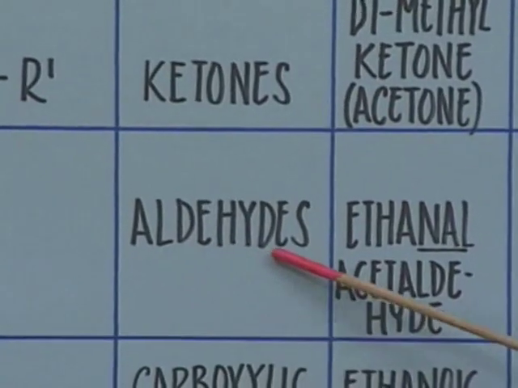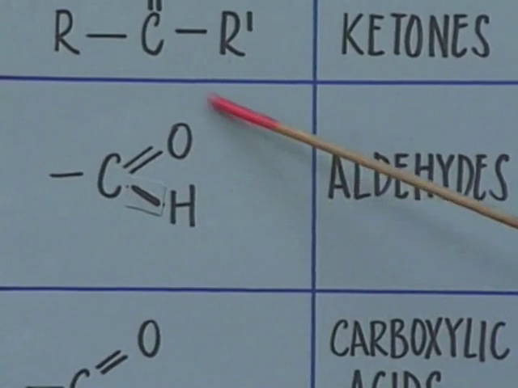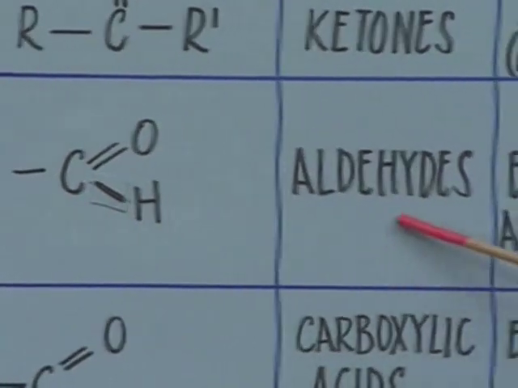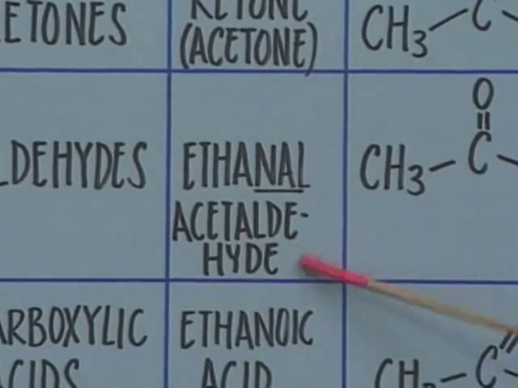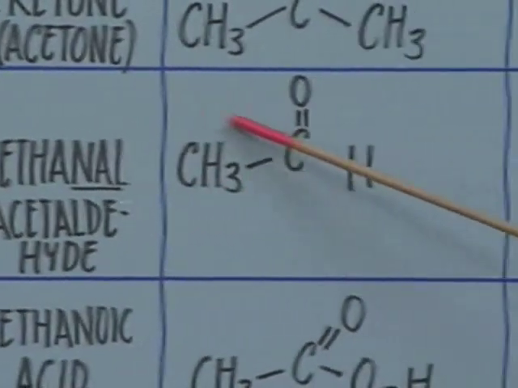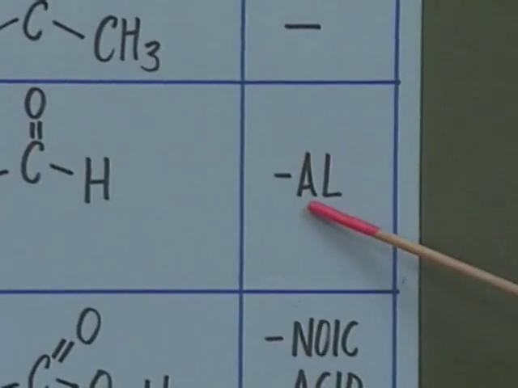Then we have the aldehydes, where we have a carbon double bond O, carbon single bond H, which is our functional group. And here we have the example ethanal, or commonly known as acetaldehyde, where we have the methyl group attached to our functional group. In this case, the name will end in -al.